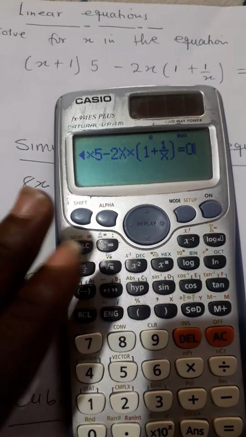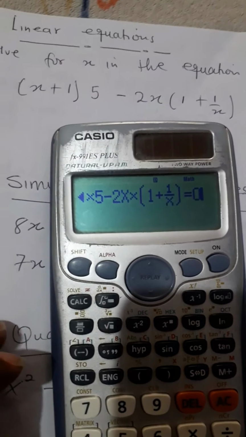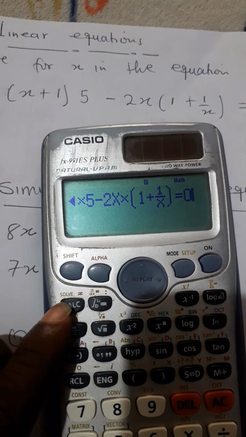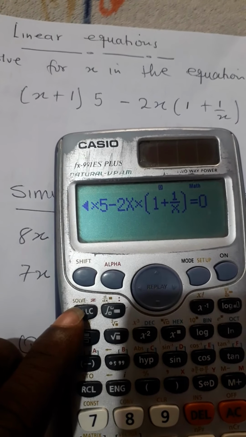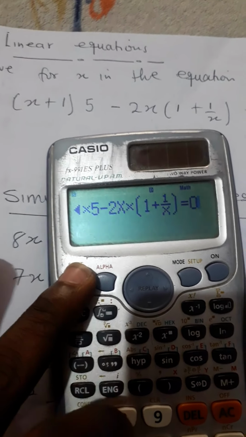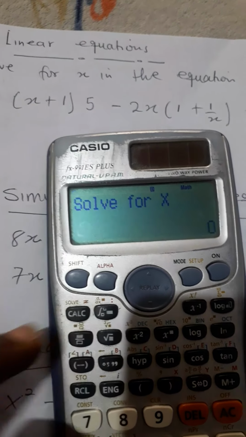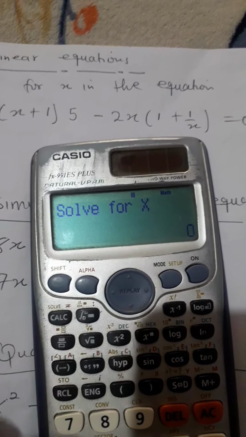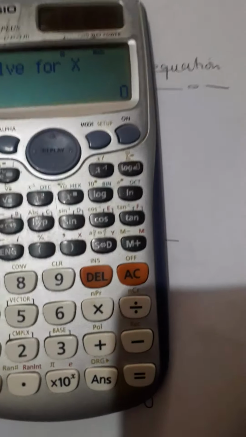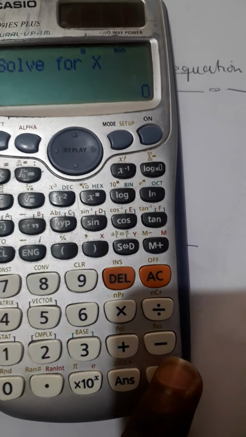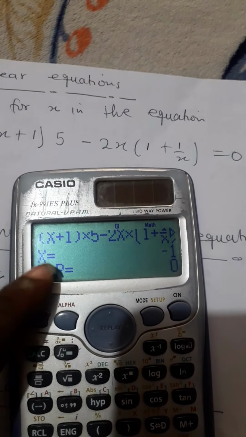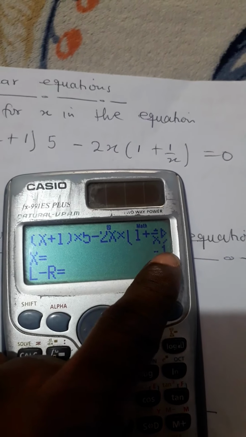In order to solve this, you have to tell the calculator to solve for x. There's a solve function here, colored yellow, so you press the shift, then solve. The calculator asks if we should solve for x. Yes, indeed, that is what we want. So you press equal to, wait for the calculator, and it says that x is equal to -1.